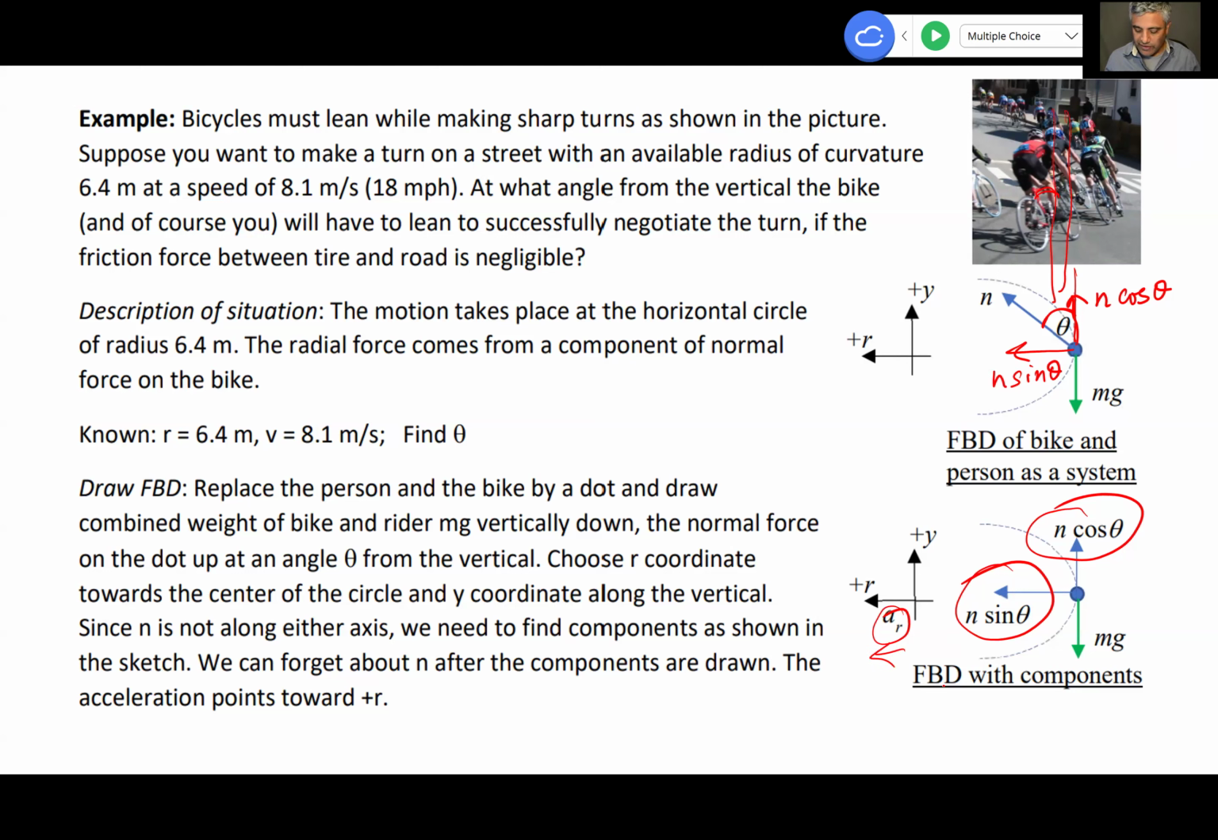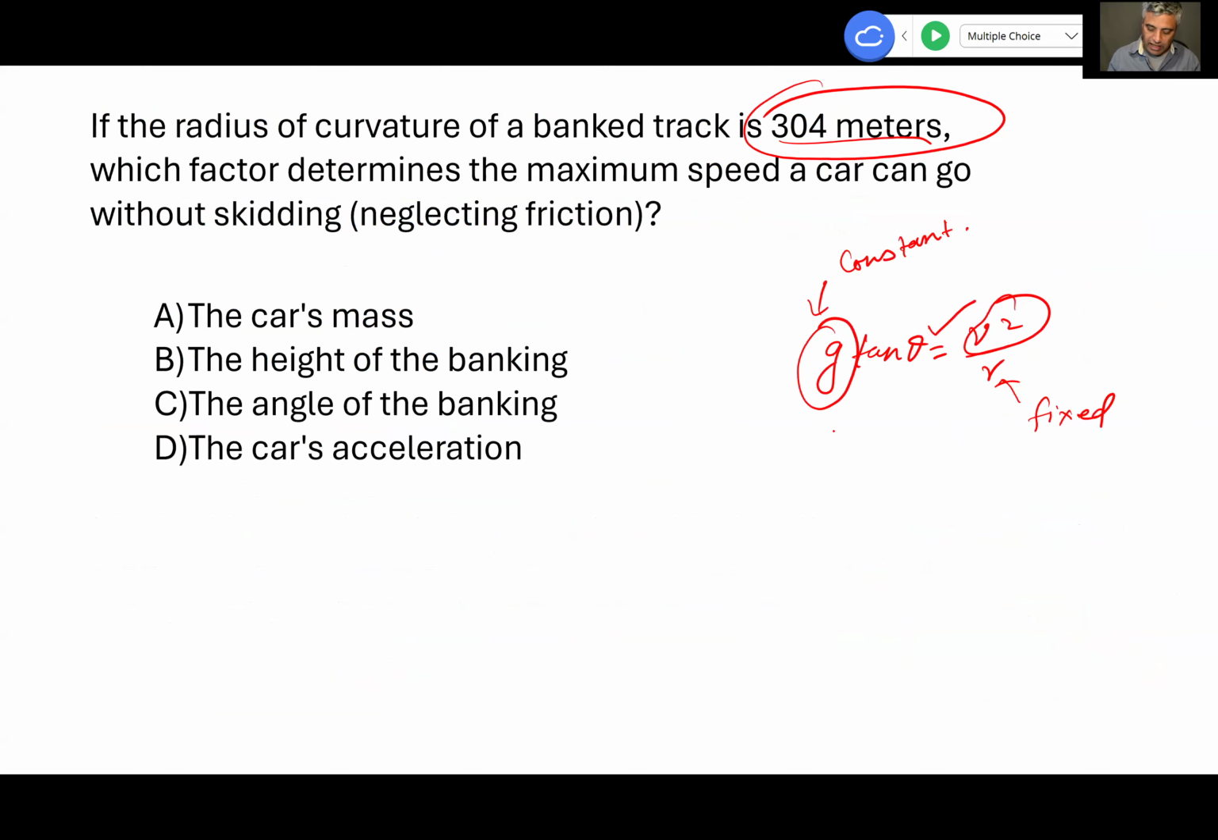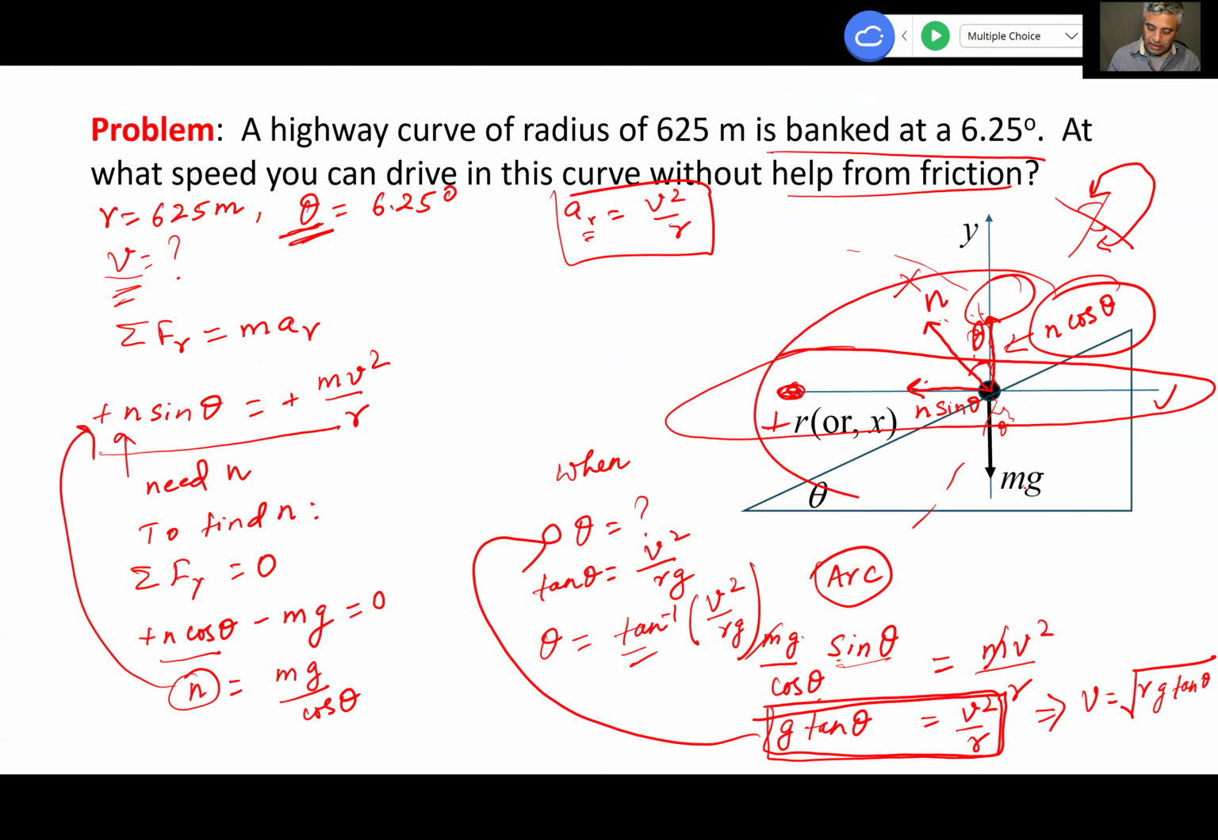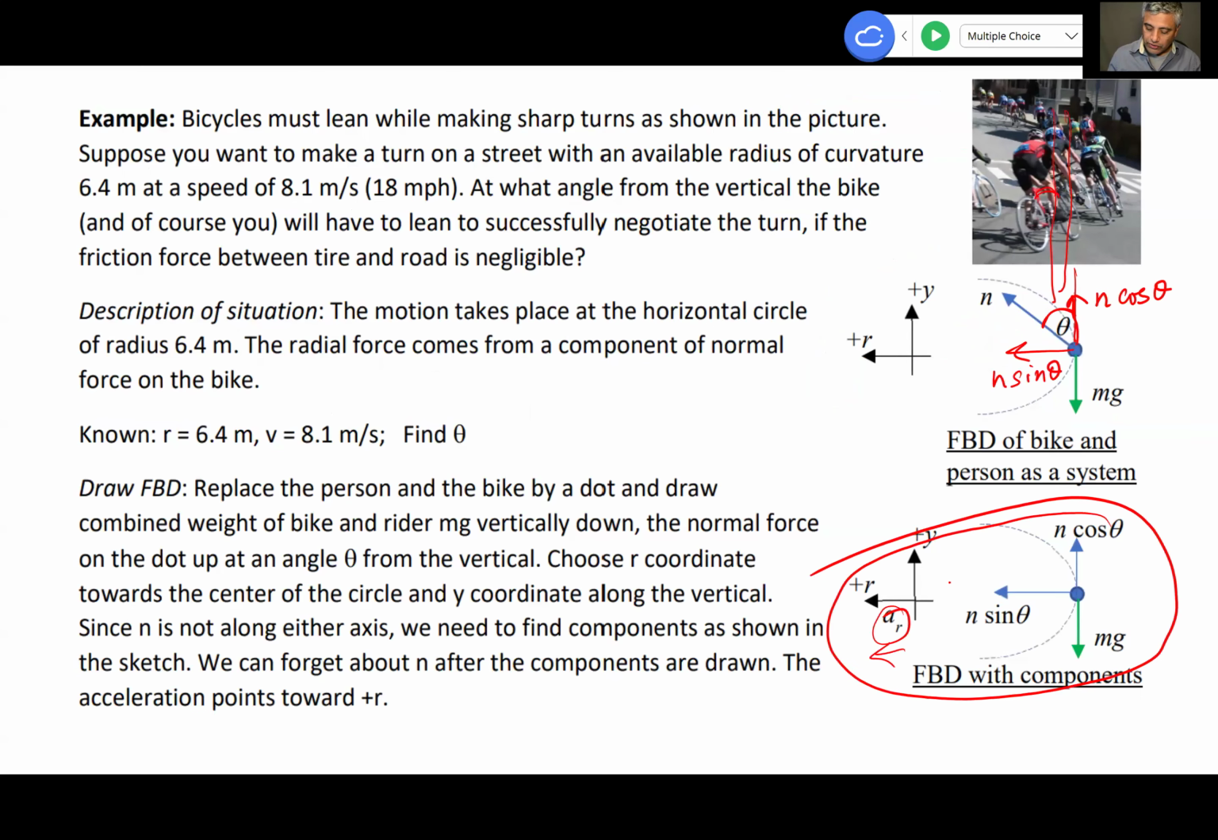So now you can write the equation just like we did for the car. Basically, if you look at the free body diagram, after you have the components, it's the same diagram as we had here. And it's done totally in the notes. Just wanted to point that out.